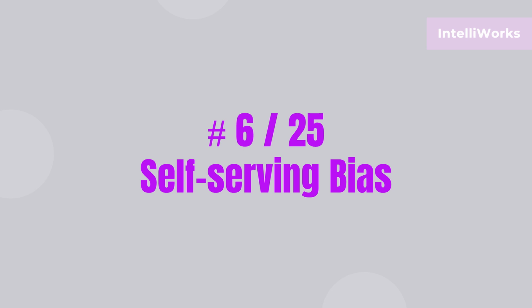6. Self-serving bias is the tendency to attribute our successes to our abilities and our failures to external factors. It's like always giving ourselves a pat on the back, but blaming others when things go wrong. This can prevent us from taking responsibility and improving.